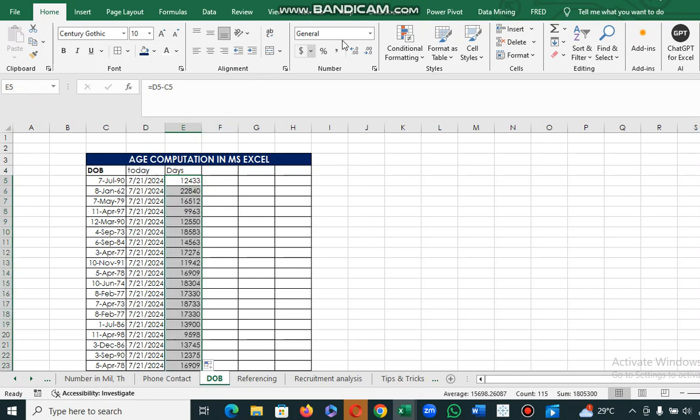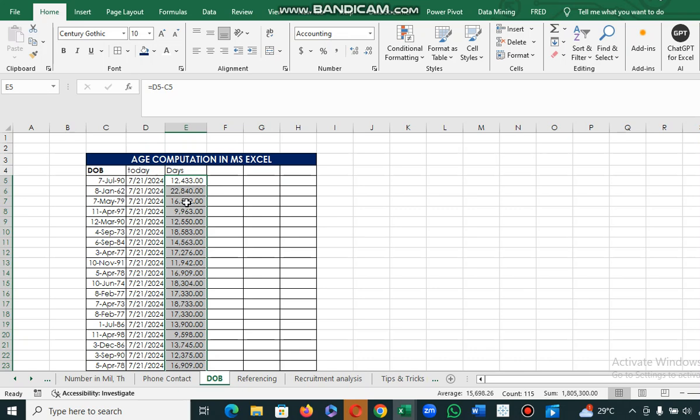So these individuals have spent this particular number of days from their day of birth till date. Someone born on the 7th of July 1990 has spent 12,433 days on the surface of the earth. Someone born on the 8th of January 1962 has spent 22,840 days on the surface of the earth.